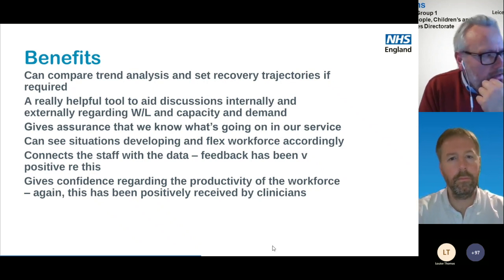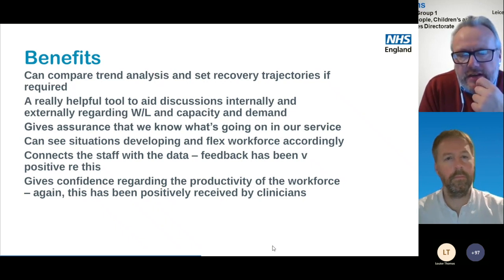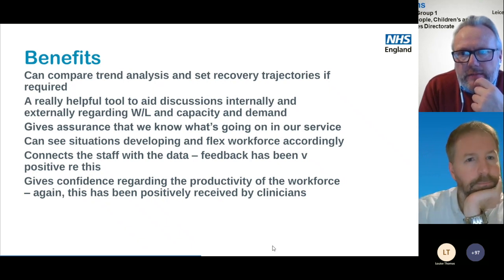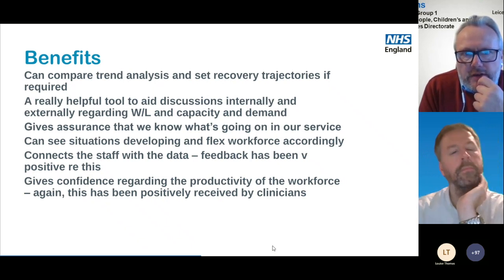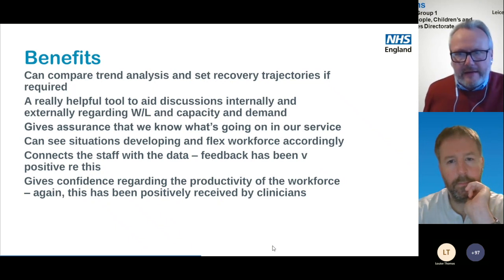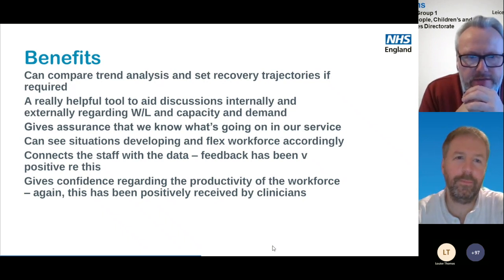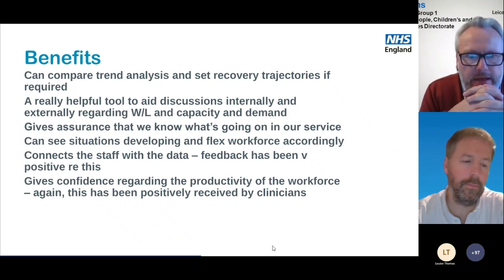The next benefit, I think, has been a really key benefit, connecting the staff with the data. We've really found that the staff within our service really love having data. I think it just gives them some confidence that they absolutely know what's going on in the service. I think without that data, people just myth and rumor abound about how many people are waiting. It all feels rather overwhelming. So to have absolute clarity on numbers is really important. And it gives some confidence again about the productivity of the workforce. So again, externally and internally, people are clear about what it is that we can offer, what our capacity is. Next slide, please.